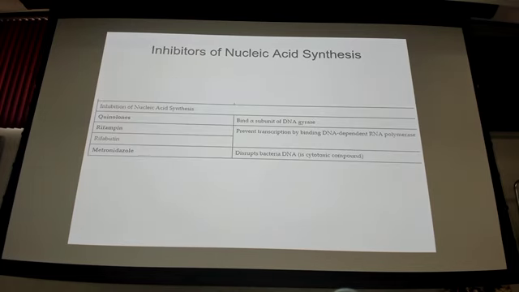Then we have inhibitors of nucleic acid synthesis, another table that is out of the Murray textbook that helps you. Quinolones and fluoroquinolones are good for treating bacterial infections, but rifampin is more of an antimycobacterial drug, so TB again. And then metronidazole can be used for bacteria, but it's also oftentimes used for parasitic infections as well.